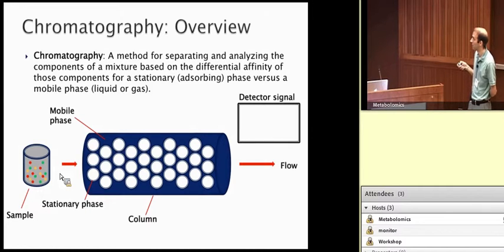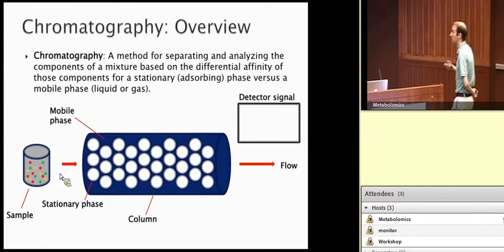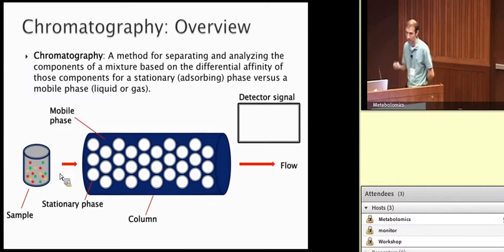These are like 5 microns in size, maybe a little smaller. And on those particles, there's coated a chemical stationary phase, which has some sort of chemical property. It's either polar or nonpolar. And then we have mobile phase, which is liquid, which is flowed through this column by a pump. Then we've got our sample. We've got a mixture of different things. We want to separate it. So what do we do?